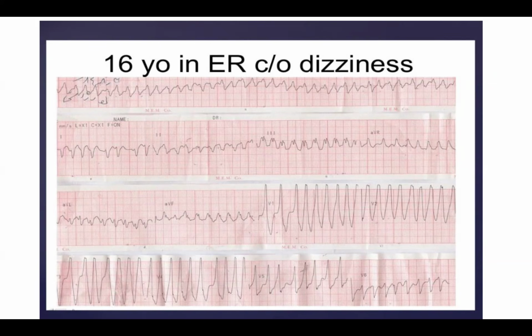This is almost certainly pre-excited AF. Okay, so very important. If you see an irregularly irregular wide QRS tachycardia, you should consider it to be pre-excited AF. It's every bit as dangerous as VT or VF because it could degenerate into that at any moment. Okay. So I think you would definitely want to cardiovert.